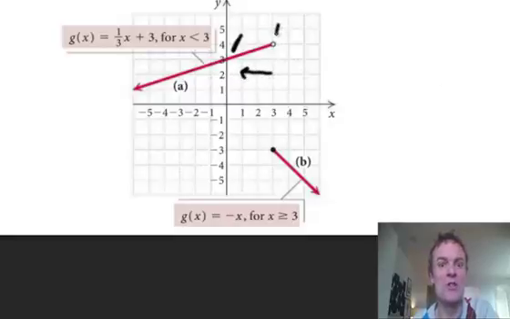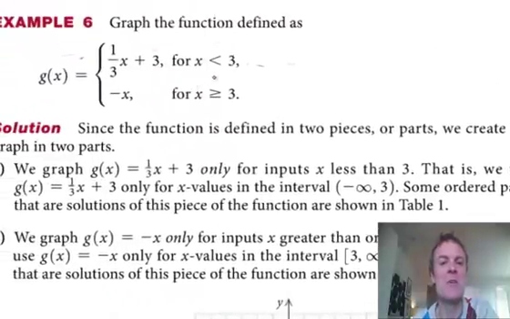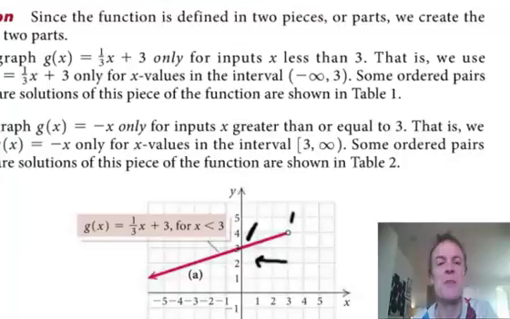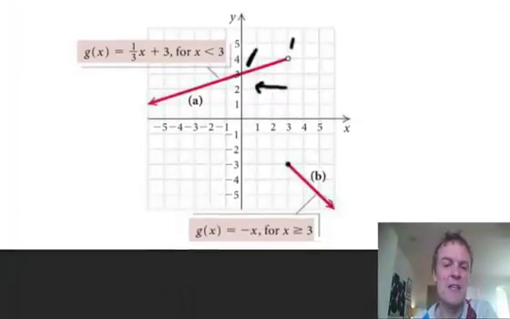Hence the open dot. Okay, not inclusive. Again, let's go back and look at it. Remember, here we go. Just less than 3, not inclusive. Now for negative x, what's negative x look like? Here we go. Here's the graph of negative x, right?